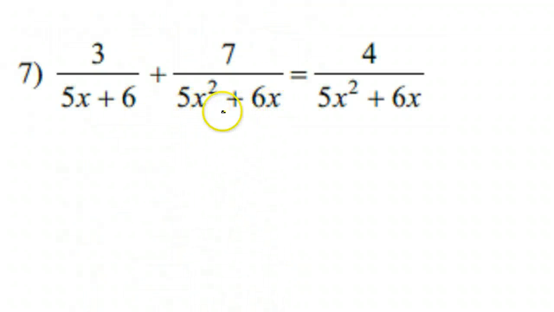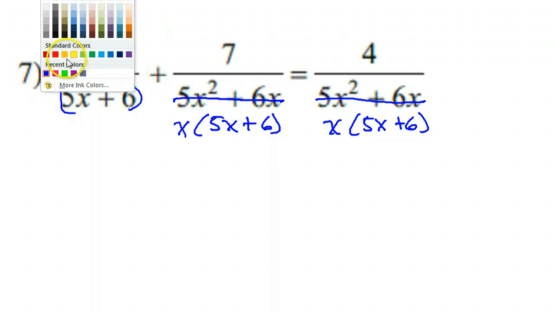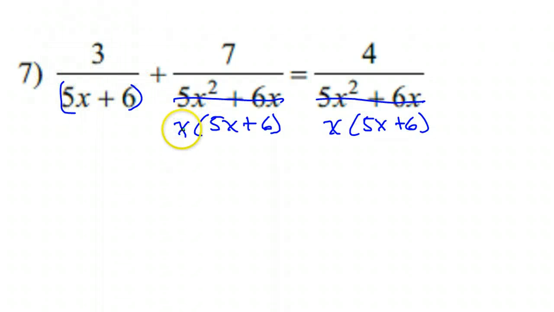All right, there's a GCF here. I can pull out the x and leave 5x plus 6. Okay, so sort of replace that. And here I can do the same. Okay, so that's been replaced. Once I look at it this way, the only factors I see in denominators are x and 5x plus 6. So that's what I will multiply by.